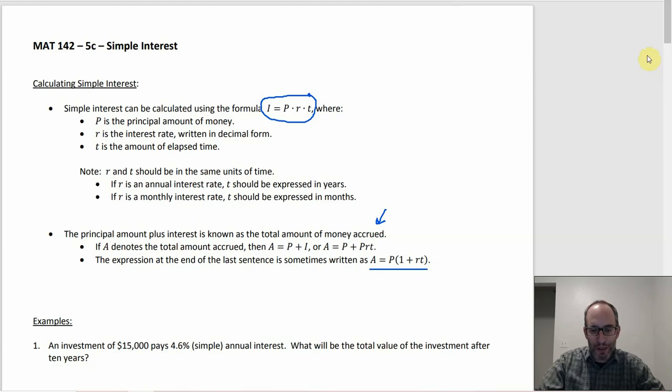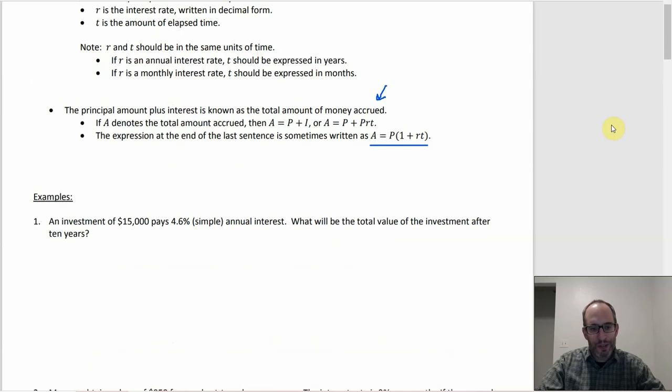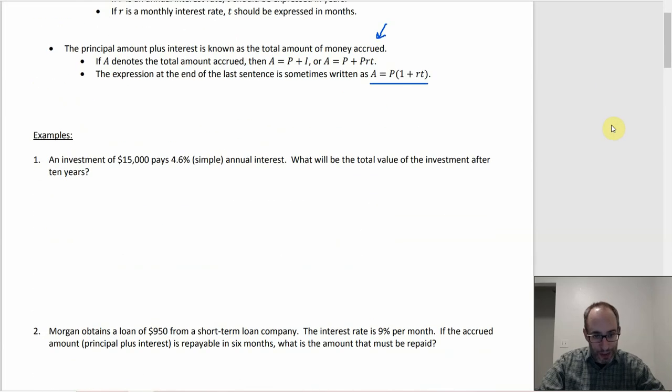All right, so that first example, we have an investment of $15,000, paying 4.6% simple annual interest. Another thing that's worth mentioning, why does it say simple interest, not just interest? Because there's also something called compound interest, which is different, which is in the next section. But 4.6% simple annual interest, and what would be the total value of the investment after 10 years?